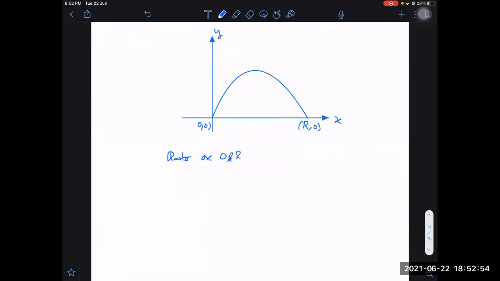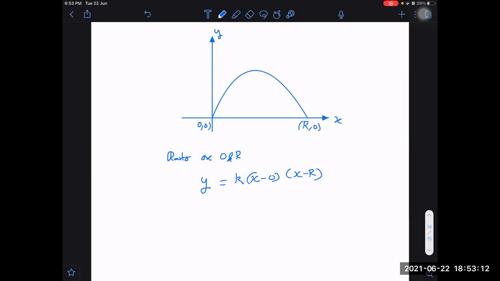If roots are these, what is the equation in terms of roots? y is equal to k into (x minus 0) into (x minus r), where k is some constant. We can say this is the equation of trajectory, but is it complete? No, not complete. Why not? Because k is also unknown.